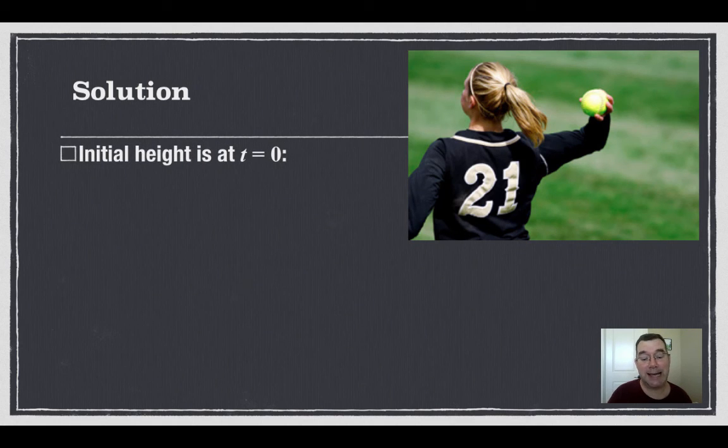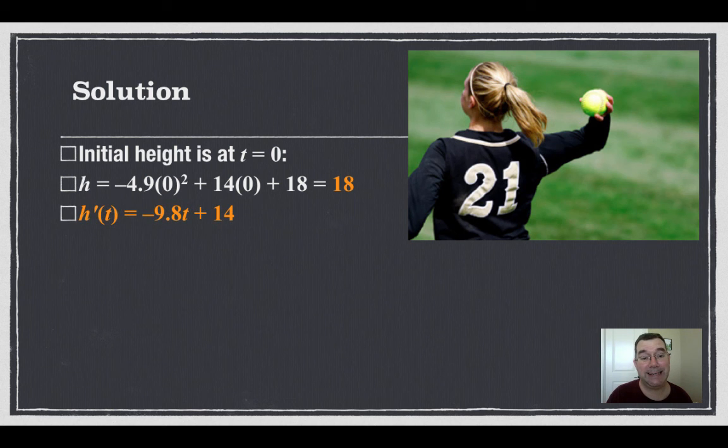The initial height is at time 0. So if I plug in 0 into the original equation, I don't need the derivative for this. If I plug in 0, I just get 18. So the initial height of the ball was 18.